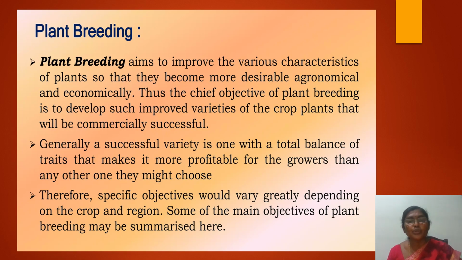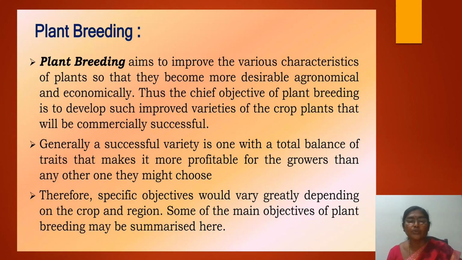Plant breeding aims to improve the various characteristics of plants so that they become more desirable, agronomical and economical. Thus, the chief objective of plant breeding is to develop such improved varieties of the crop plants that will be commercially successful. Generally, a successful variety is one with a total balance of traits that makes it more profitable for the growers than any other one they might choose. Therefore, specific objectives would vary greatly depending on the crop and region.